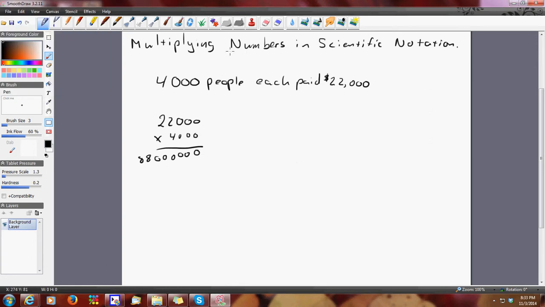Alright, so we're going to do multiplying numbers in scientific notation, and this is a topic that's always made me a little uneasy. Not because it's hard, but because trying to explain it requires a bit of ingenuity.